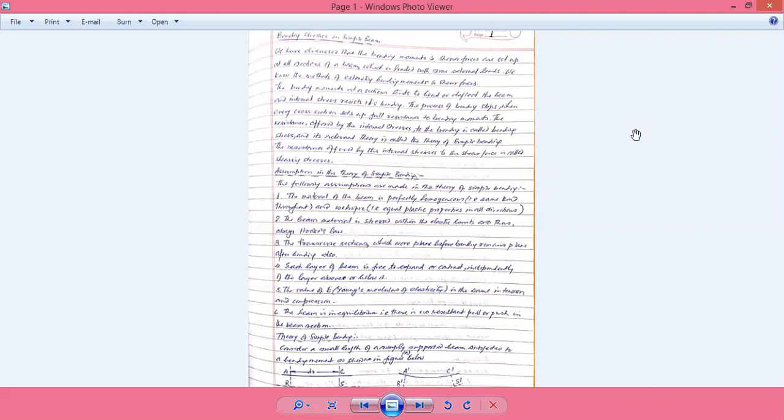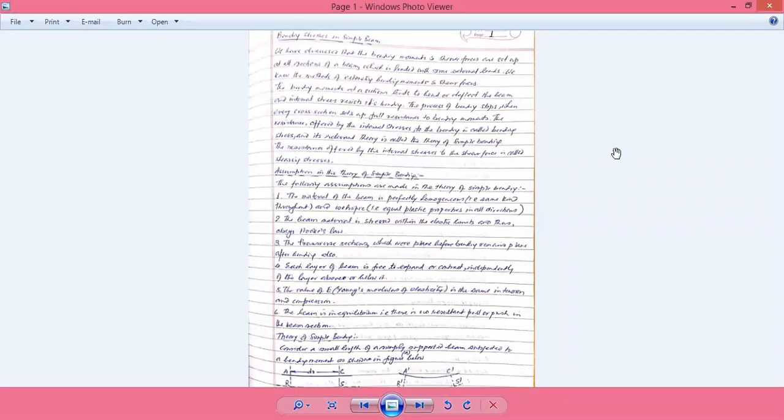In order to do the same, we have understood there are a few simplified assumptions as per the theory of simple bending. The material will be homogeneous and isotropic. Homogeneous means it is the same everywhere. Isotropic means it has equal elastic properties everywhere. The beam is bent within the elastic limit, which means it will go back to the original shape when the load is removed, and it obeys Hooke's law.